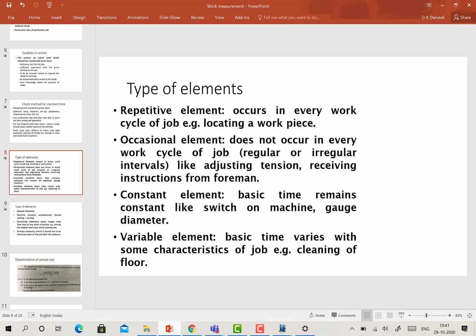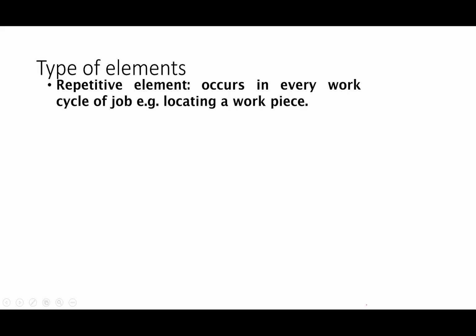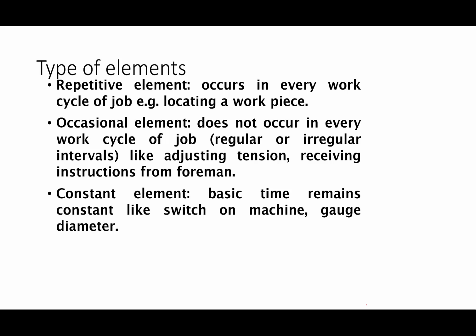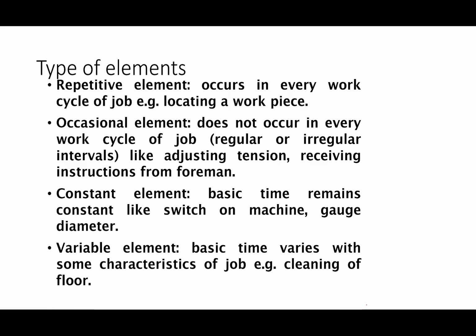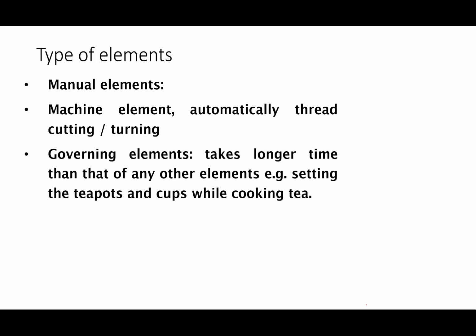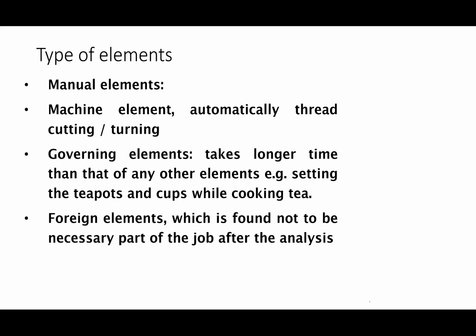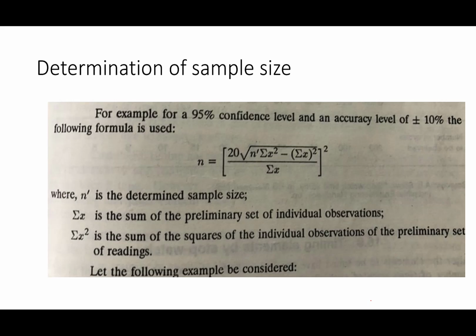So this is what I have already mentioned here, the different types of elements. Repetitive elements, like locating the workpiece. Occasional elements do not occur in every work cycle; they may happen at regular or irregular intervals. Constant elements: basic time remains constant. Variable elements: basic time varies with some characteristics. Then manual or machine elements, as I've already talked. Governing elements take longer time than the other elements, like setting the tea pots and cups while the tea is being cooked. And foreign elements are not found to be part of the job after the analysis. So these were the different elements.